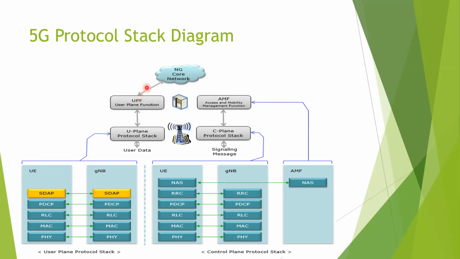If we're looking at the protocol stack for the user plane, based on the user plane function, UPF, these are the user plane stack: MAC, PDCP, RLC, PHY, it's on the UE side, and similar on the gNB side. So this is what the protocols in the backend look like. This is more from a development point of view.